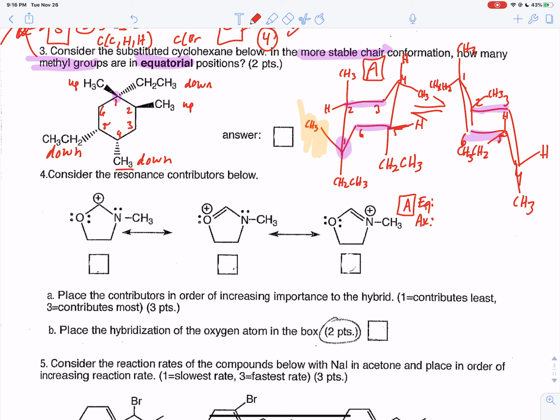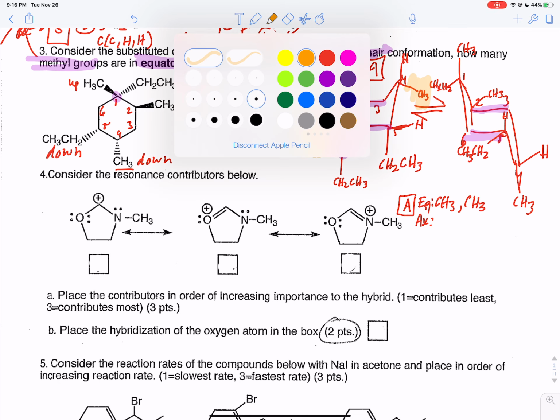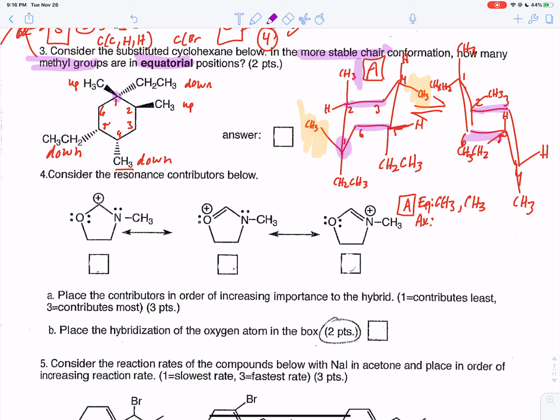So, sorry about that. So your letter A, what's equatorial? The orange CH3, and then also that CH3, right? So you got CH3 and CH3 equatorial. Okay, and then what do we have axial? Exactly. So we got 2 ethyls, yeah. And then we also have a methyl, right? Right, so those are the ones that we got axial. So, we have 2 ethyl groups that are axial.